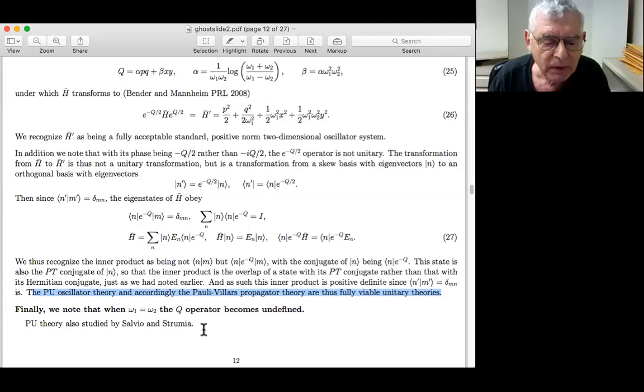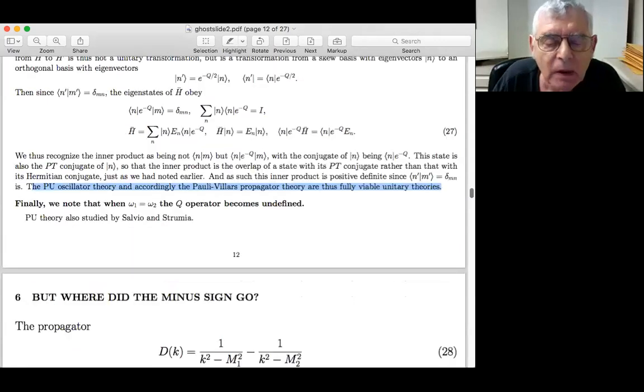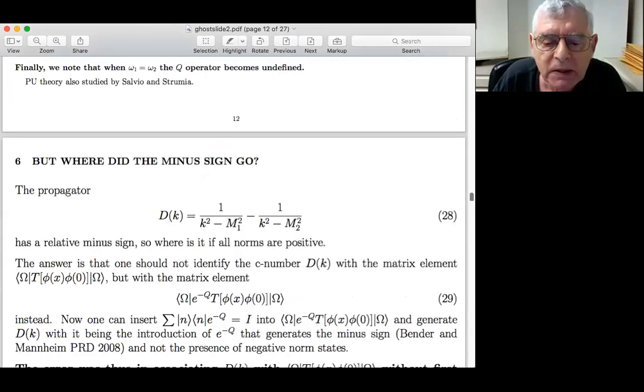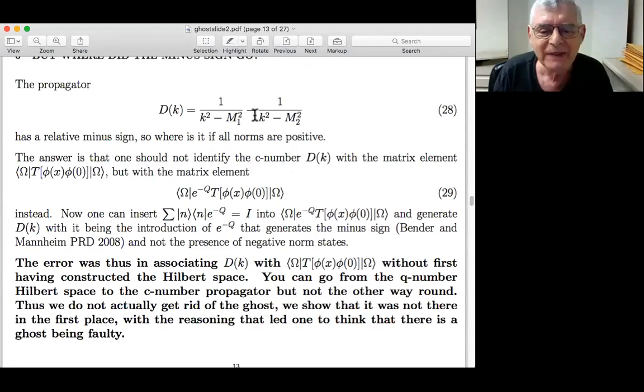The PU theory, just mentioned, has also been studied by two of our hosts, by Alberto and Alessandro. But now you have to ask, well, where did the minus sign go? If there's a minus sign here, how can it disappear?